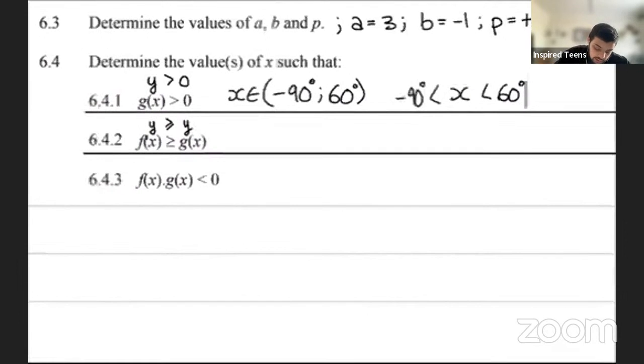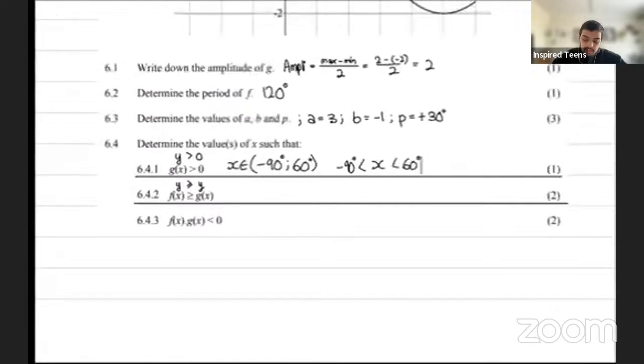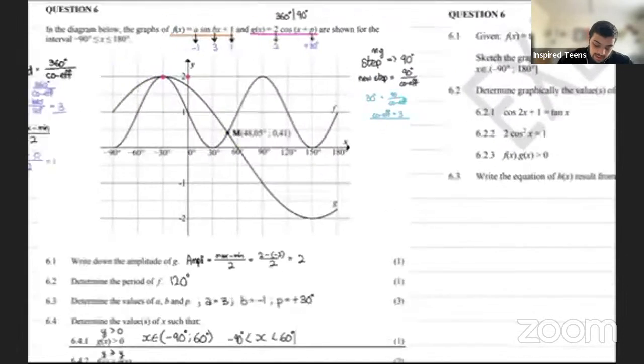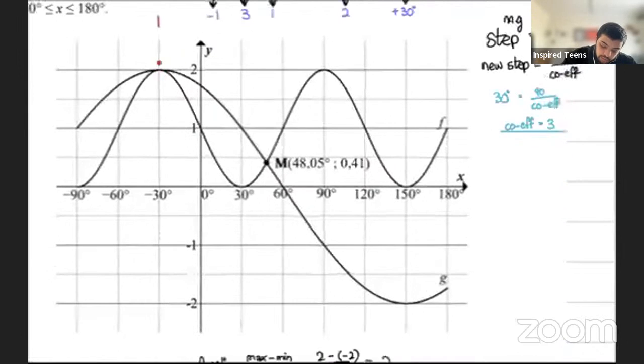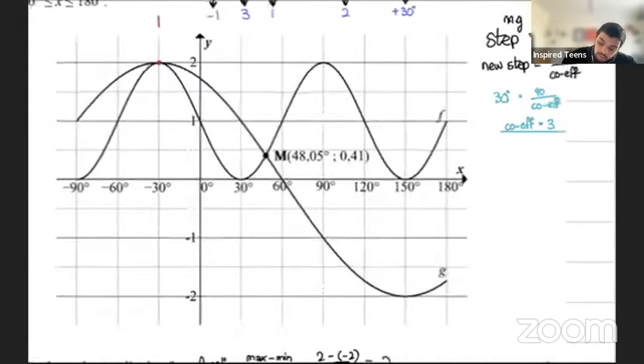Okay, so let's try and identify the parts of the graph and then express it in terms of x values. Highlight the parts of the graph where f of x is above g of x. If you remember from functions, we discussed that the points of intersection are very important for this because things change at the points of intersection. What changes when one is above and one is below?